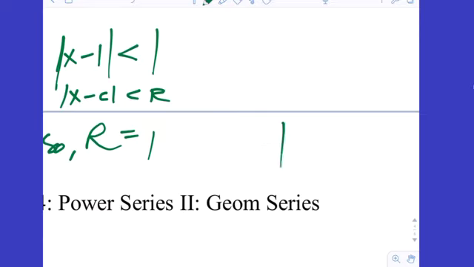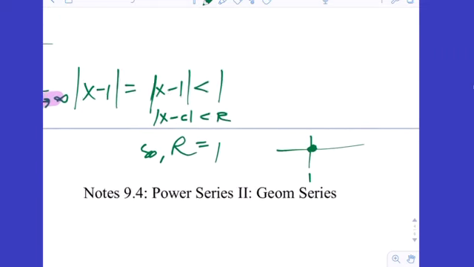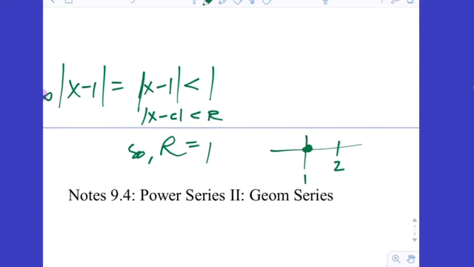So if you want to draw a picture, it's kind of helpful. If the center is 1, remember they definitely converge at the center. But now I can drift 1 unit to the right and 1 unit to the left. And so a possible interval of convergence is from 0 to 2. But what about the endpoints? Do they work? Do they not work?